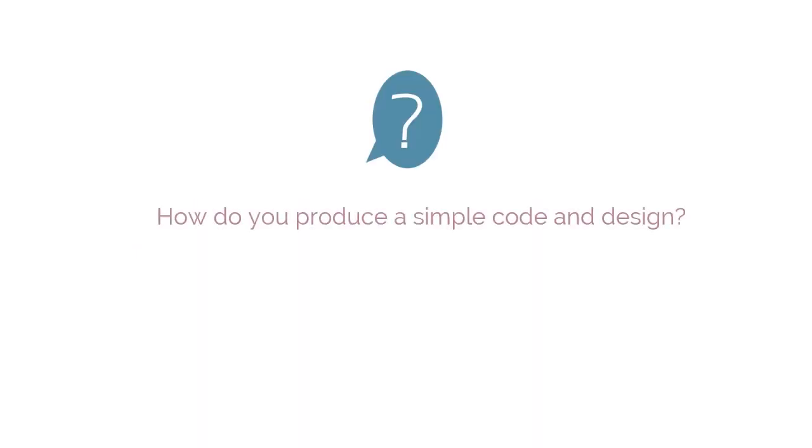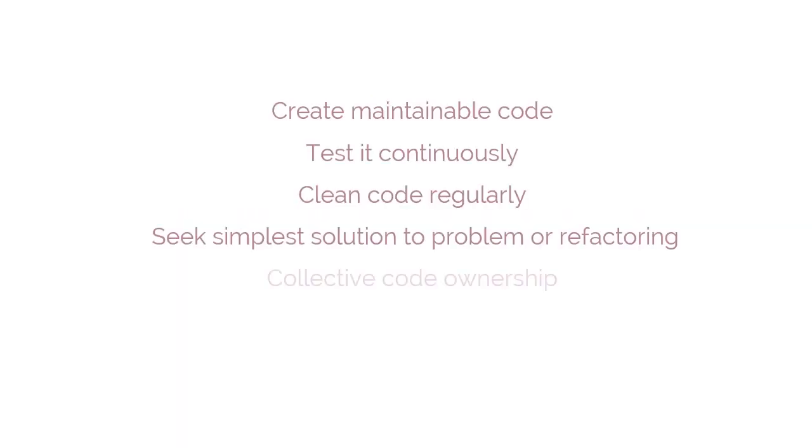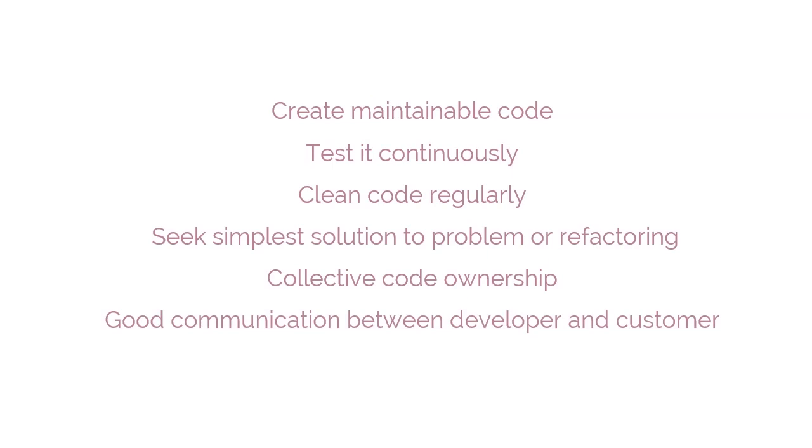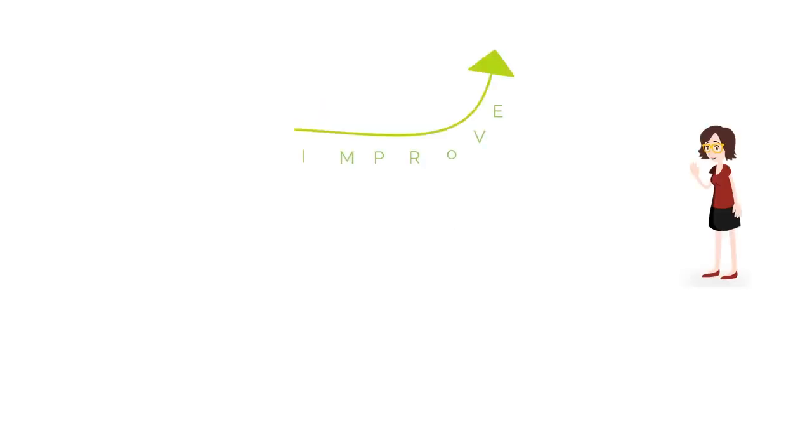So how do you produce a simple code and design? A simple code and design requires creating maintainable code, testing it continuously, cleaning the code regularly, seeking the simplest solution to the problem or refactoring, collective code ownership, and good communication between the developer and the customer to identify necessary features. The next coding practice is refactoring. What is it all about?